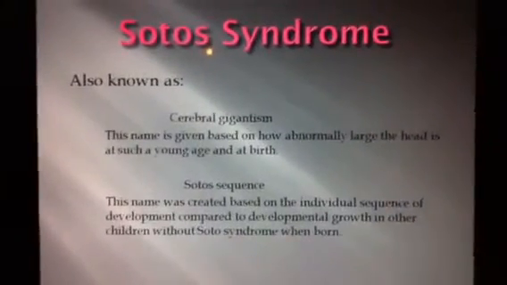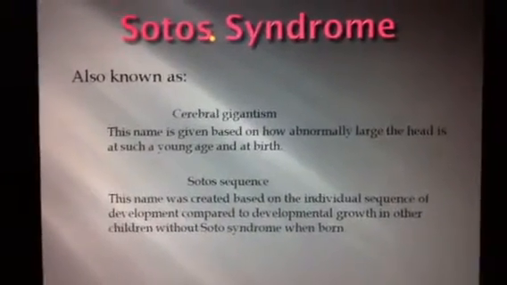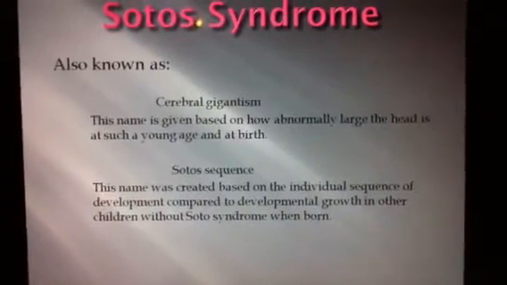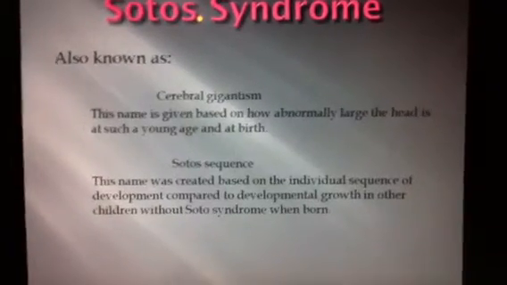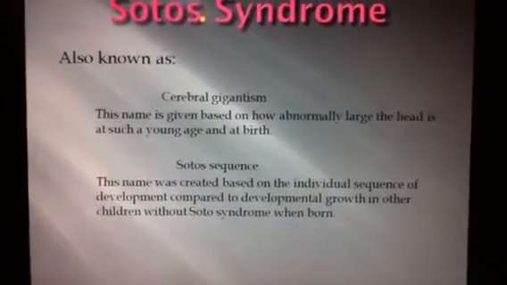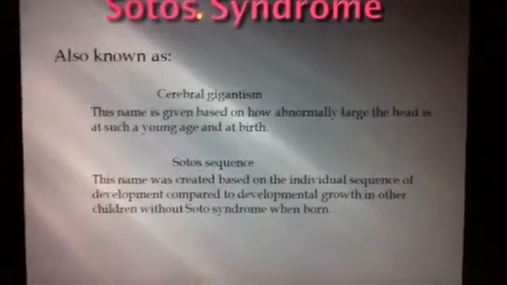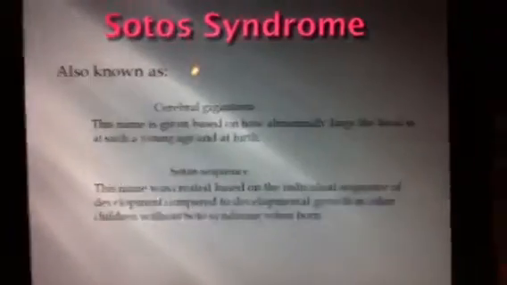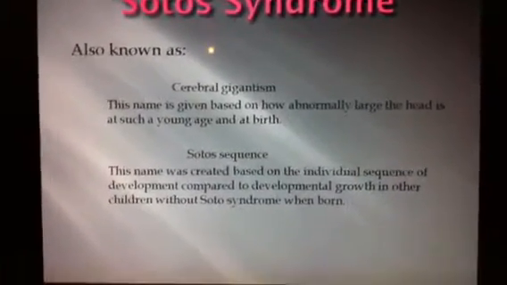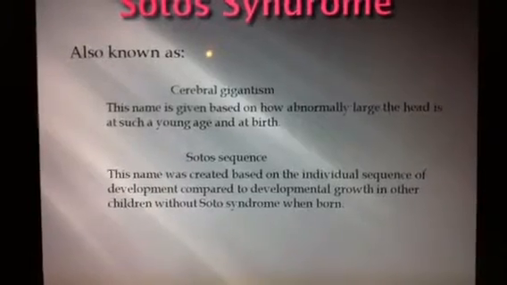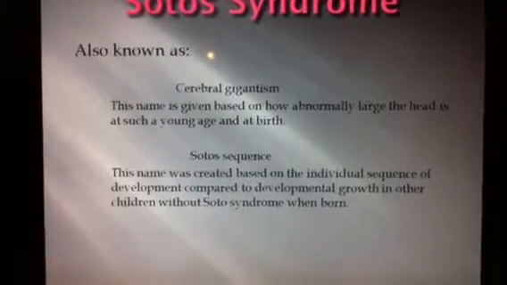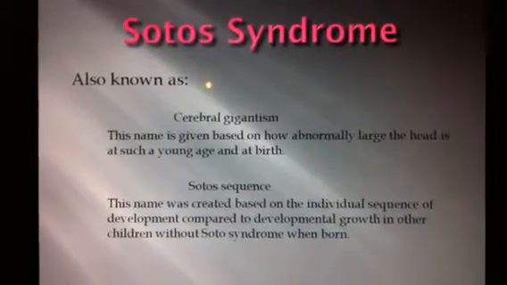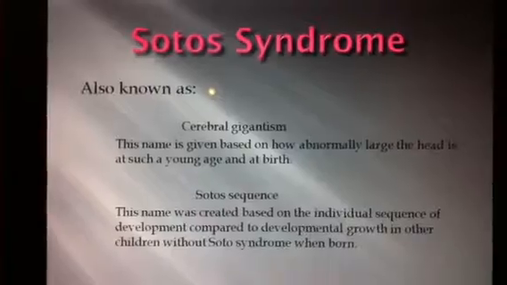Sotos syndrome has several names. One of the common names is cerebral gigantism. This name is really just given to it because the biggest characteristic is the size and weight of the head. So it's based on how abnormally large the head is at birth. The other name is Sotos sequence. The name was created based on the individual sequence of development compared to development growth in other children without Sotos syndrome when born. Sotos sequence follows a completely different developmental growth than normal children who don't have Sotos syndrome.